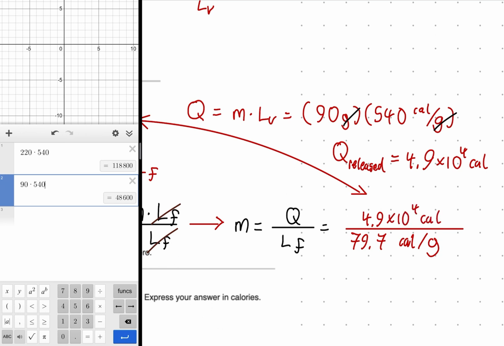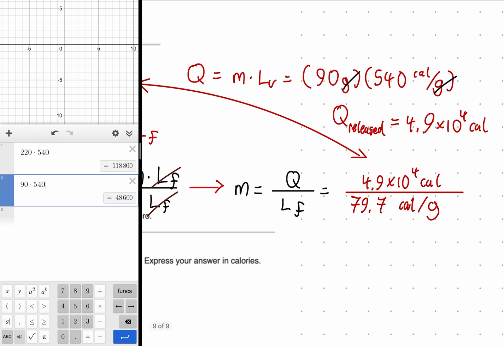Since that's the energy released from the condensing steam, that is the energy that will be absorbed by the ice, and that's going to make a certain amount of mass melt, right? A certain amount of mass of ice, and that's what we're finding. All right, so this right here will be our mass of ice, our final answer, mass of ice.